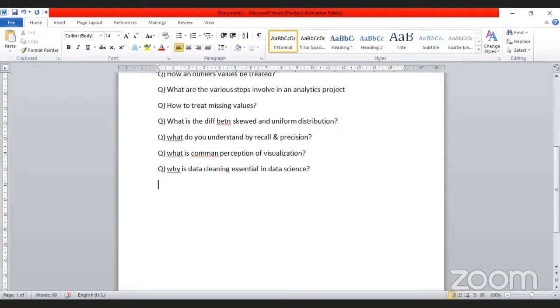Now the next question is, what is k-means clustering and how to select the number of k?